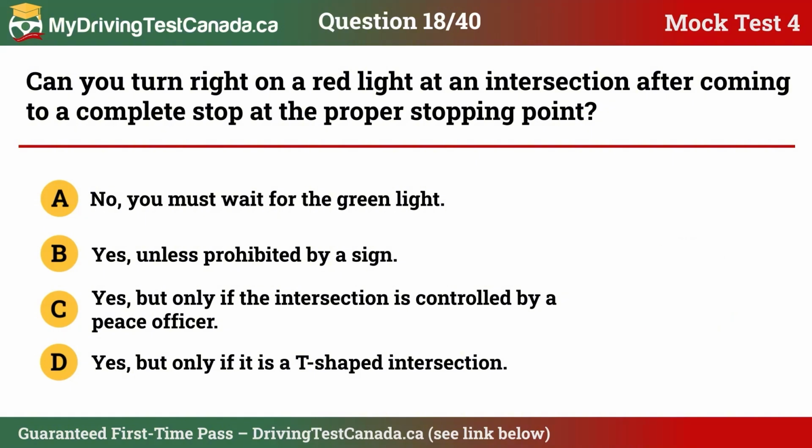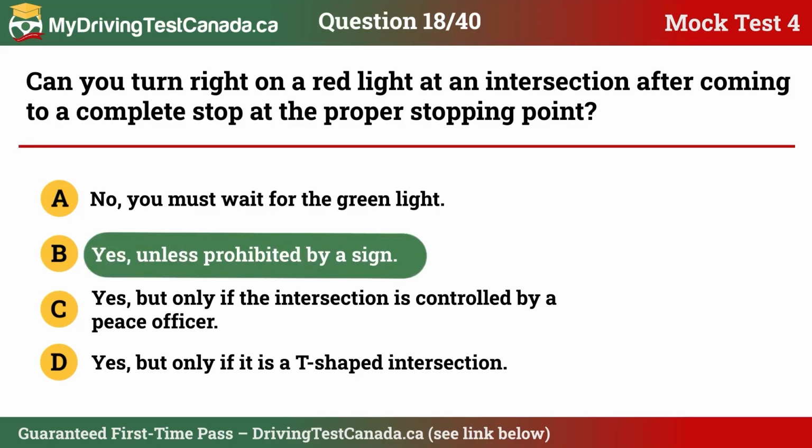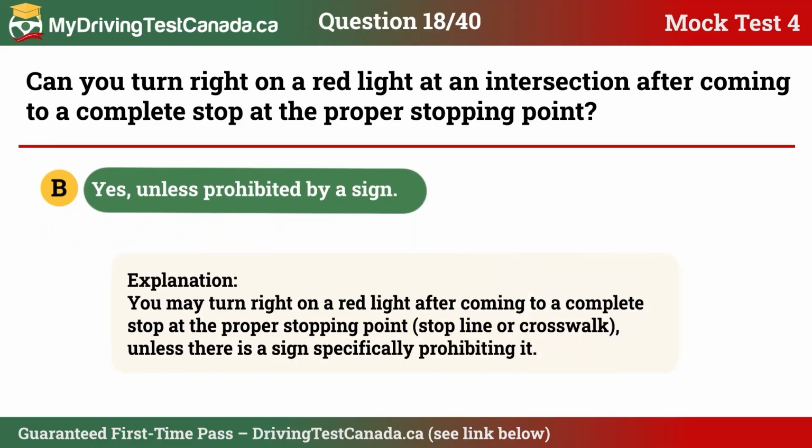The correct answer is B. Yes, unless prohibited by a sign. Explanation. You may turn right on a red light after coming to a complete stop at the proper stopping point, stop line or crosswalk, unless there is a sign specifically prohibiting it.